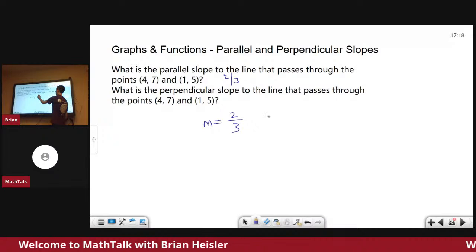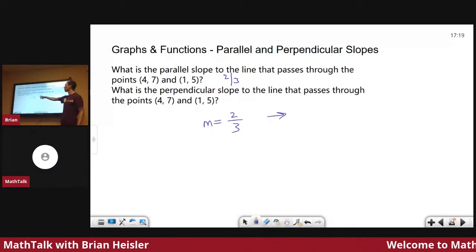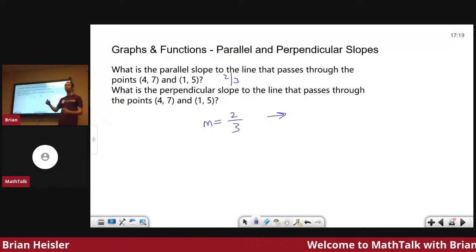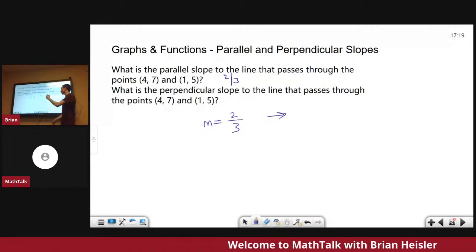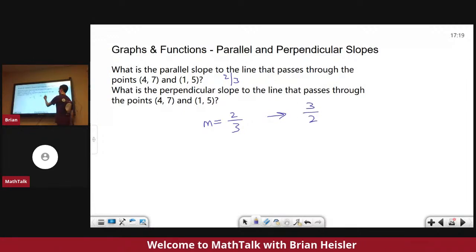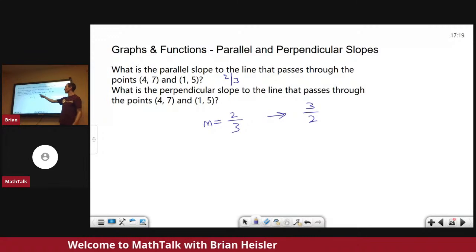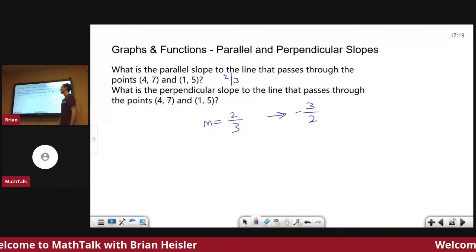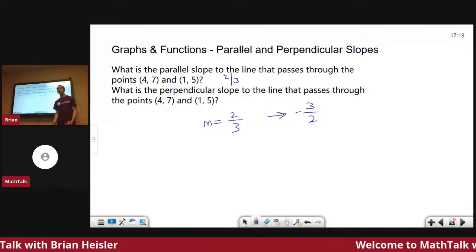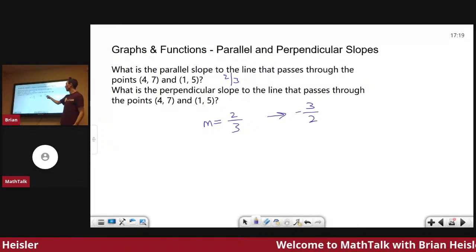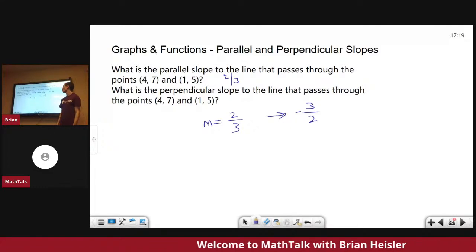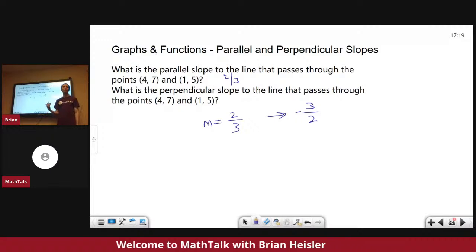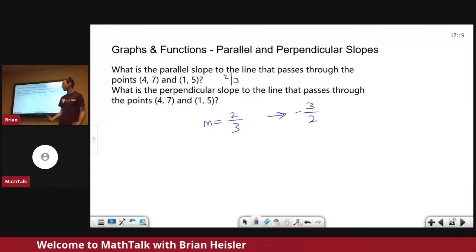And so the perpendicular slope to 2/3, or any fraction, what you do is you flip your fraction and then you change the sign. So if it's positive, you make it negative. If it's negative, you make it positive. And there it is. This is your perpendicular slope to your original one. So parallel is the same, perpendicular is the negative reciprocal.